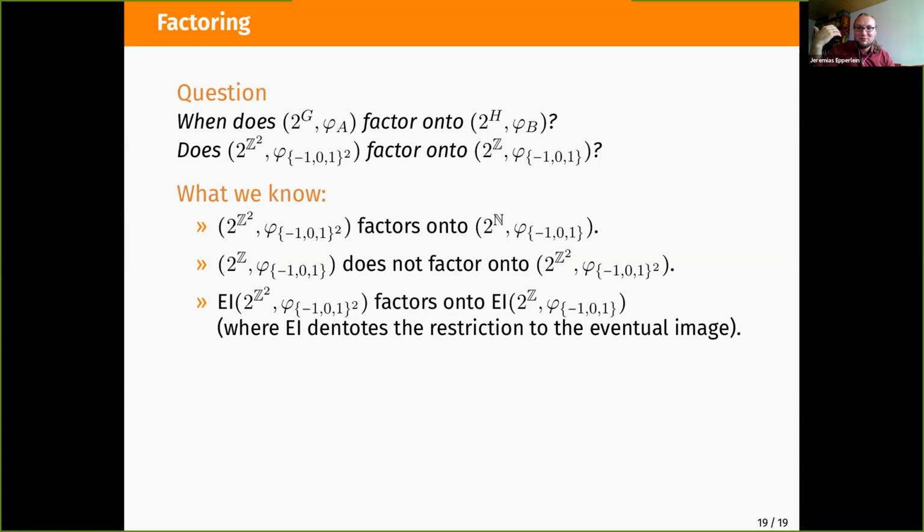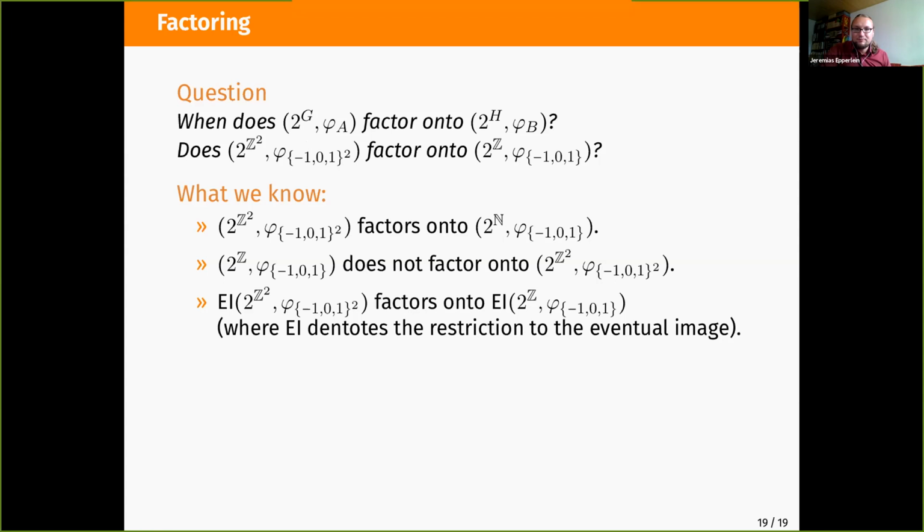So some hints that there should be a factor map. If we replace this Z here by the natural numbers, so if you take the one-sided version of this, then you get a factor map, and it's an easy exercise to construct this. We don't have a factor map in the other direction, so it's good somehow this behaves like it should. The one-dimensional system does not factor onto the two-dimensional system. This you get by looking at the eventual image, because this one is countable and this one is uncountable, and you cannot map a countable set onto an uncountable set. And if you restrict to the eventual image, then the two-dimensional system does factor onto the one-dimensional system. But somehow this factor map seems not to extend to one that gives a factor map between the whole two-dimensional system and the one-dimensional system.